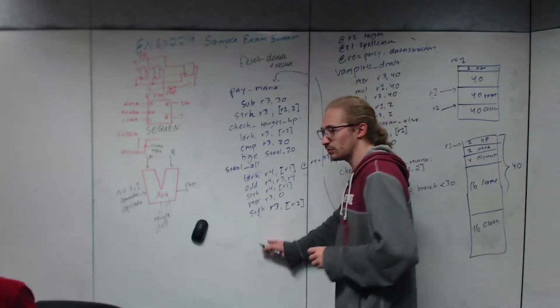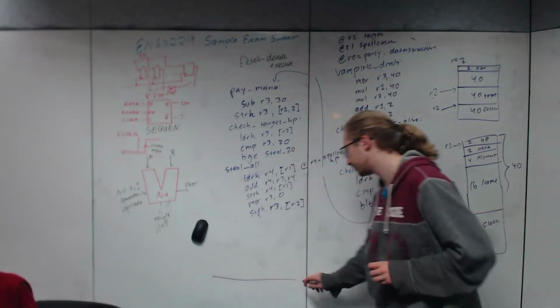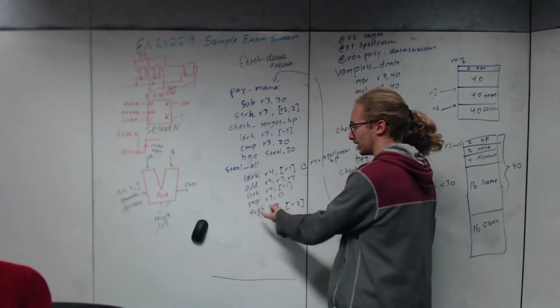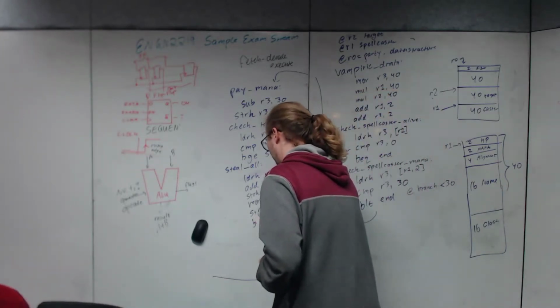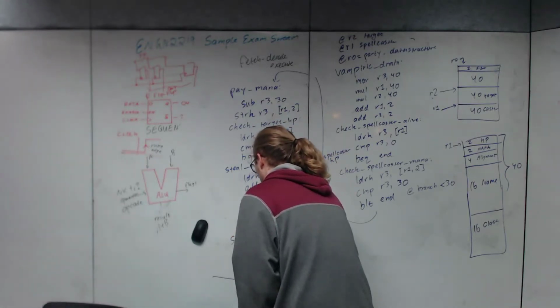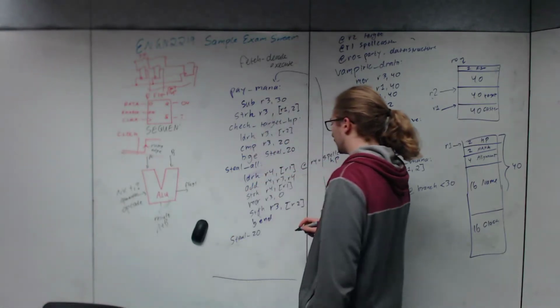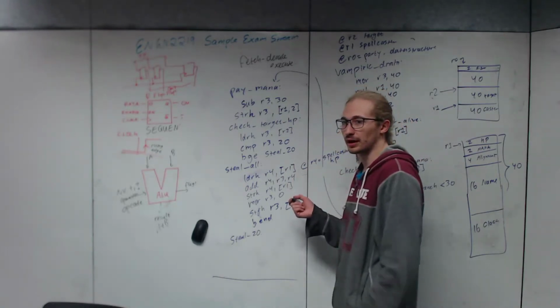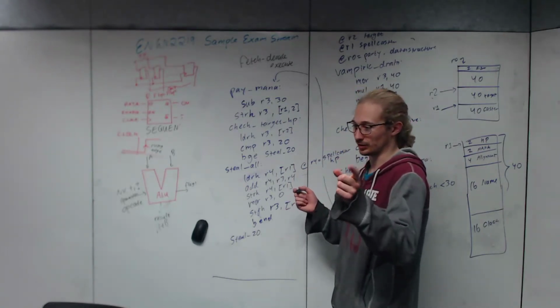Am I going to have much room if I go down? Oh yeah, about to here. Yep. Okay. And then once I'm done stealing your health points, I branch to end. So B end. Otherwise, steal 20. So I load the target's HP, and I nick 20 from it, and I load my HP, and I add 20 to it.